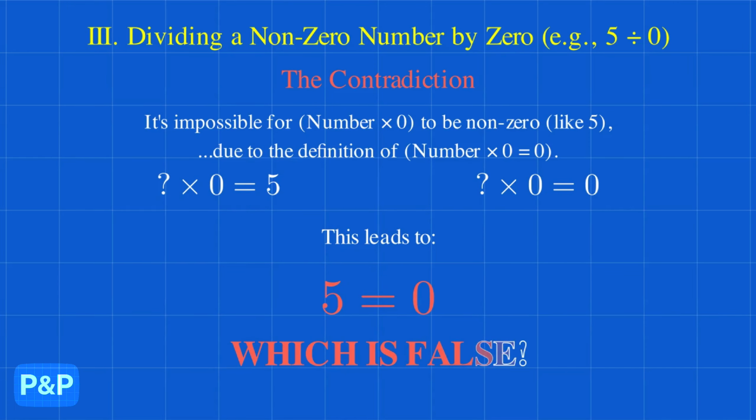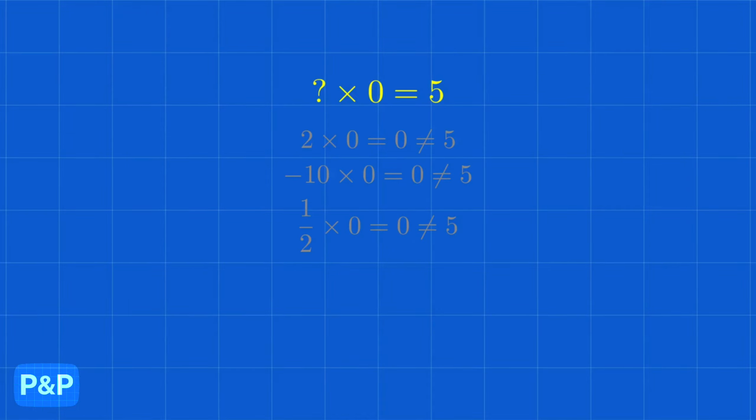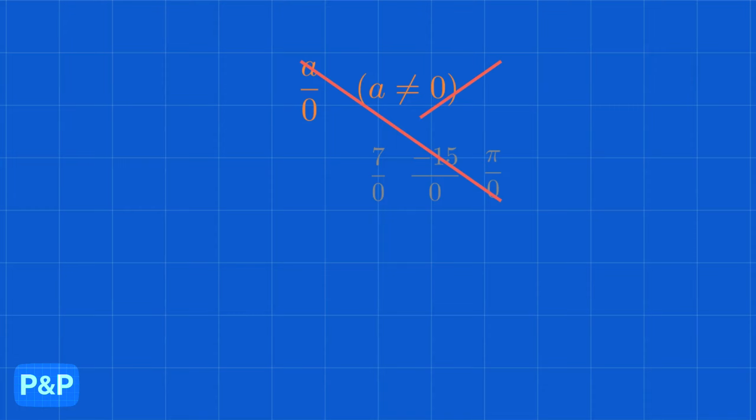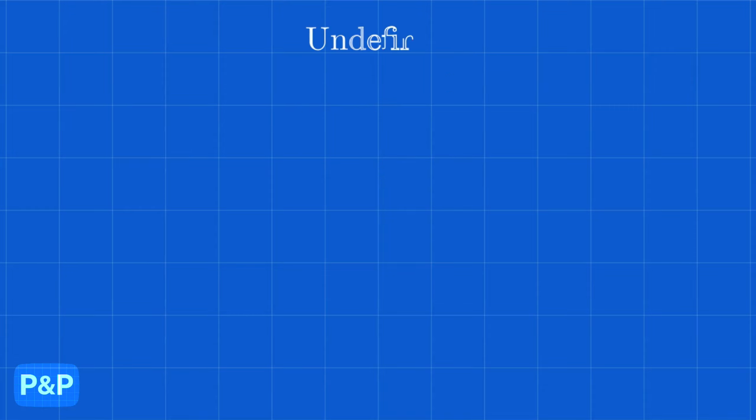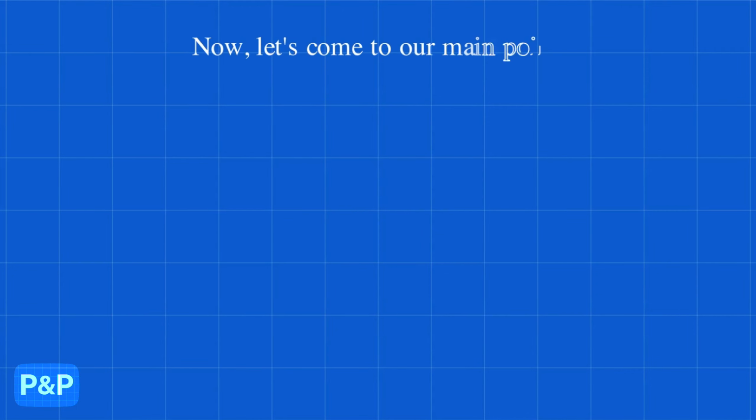which is false. Because there is no number that can satisfy the condition, mathematicians state that the operation 5 divided by 0, or any non-zero number divided by 0, is undefined. Undefined in this context means that the expression does not have a meaningful value within the system of real numbers. No such number exists. The operation itself is considered invalid because it leads to an unsolvable equation based on the established rules of arithmetic. Now let's come to our main point.